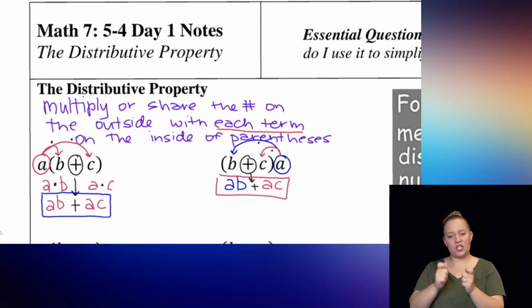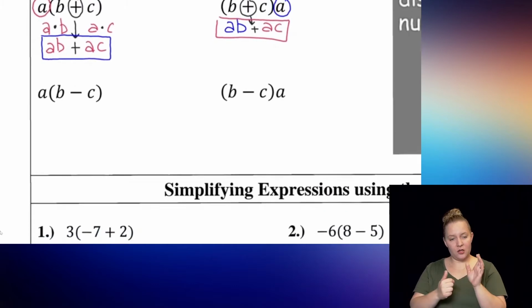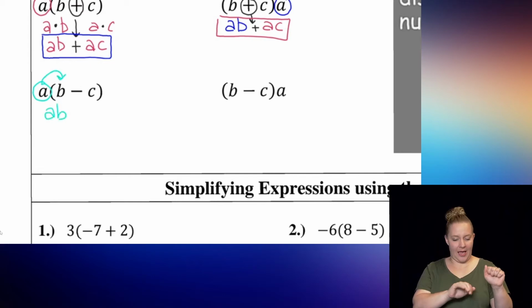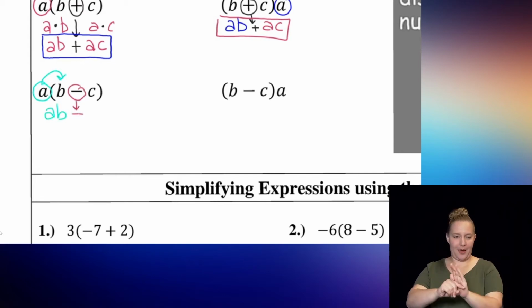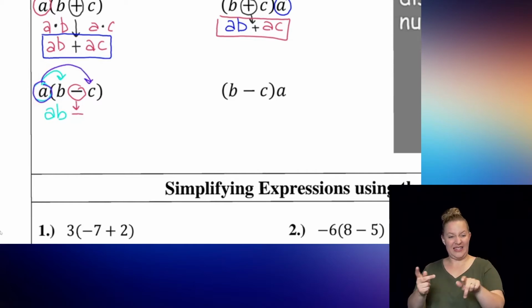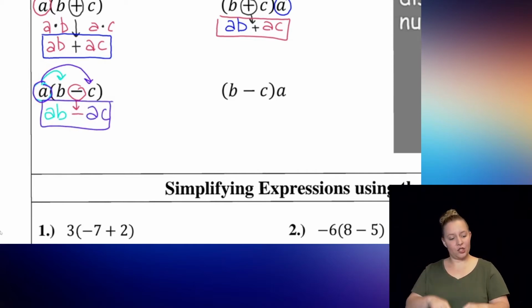Okay, the distributive property also works for subtraction. So looking at subtraction, same idea. The only difference now is that instead of bringing down that plus sign, I'm going to go ahead and bring down a minus sign. So A times B, I get AB. And then I bring down my minus. I've used it. It's gone. Now I do A times C for AC. Final answer.